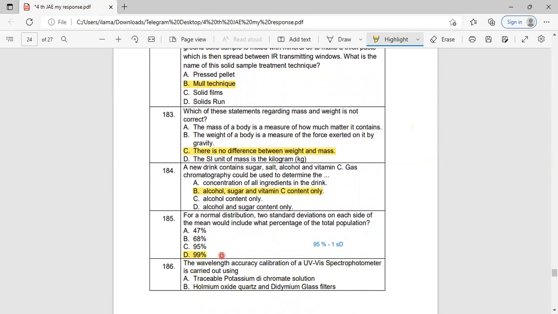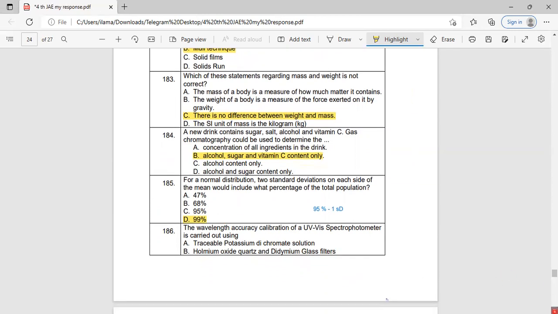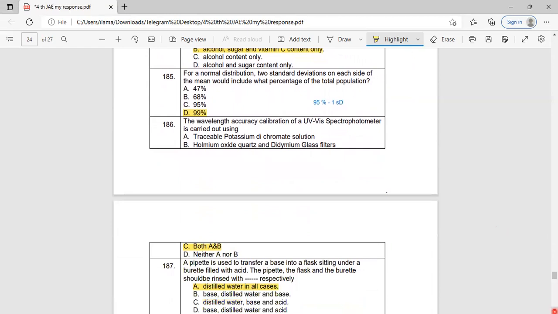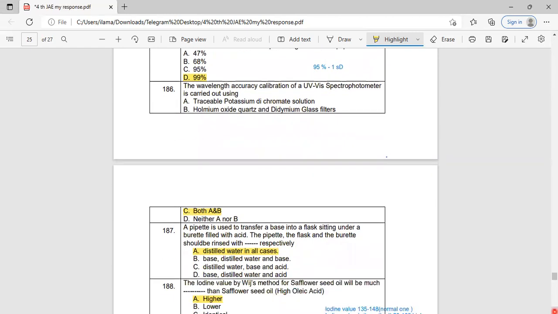Next, the wavelength accuracy calibration of a UV visible spectrometer is carried out by using both A and B: traceable potassium dichromate, chromium oxide quartz, and didymium glass filters. A pipette is used to transfer the base into the flask sitting under a burette filled with acid. The pipette, the flask, and the burette should be rinsed with water in all cases, respectively.